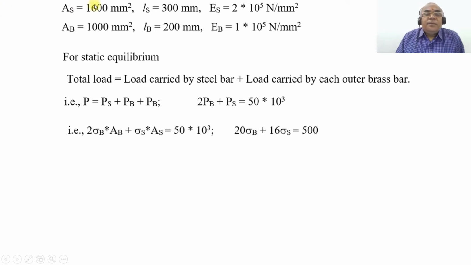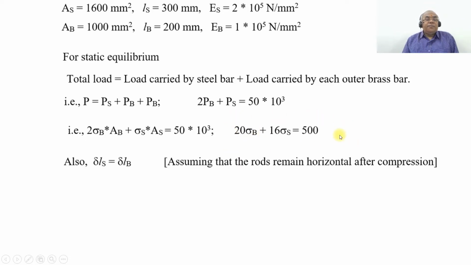So what is PB? PB is sigma B into AB, so sigma B into AB plus sigma S into AS will be equal to 50 into 10 to the power of 3. But here, since we have 2 PB, you get 2 sigma B into AB. Substituting the value of AB as 1000, that is 2 sigma B into 1000 plus sigma S into 1600 equals 50 into 10 to the power of 3. On simplification, you get 20 sigma B plus 16 sigma S equal to 500.